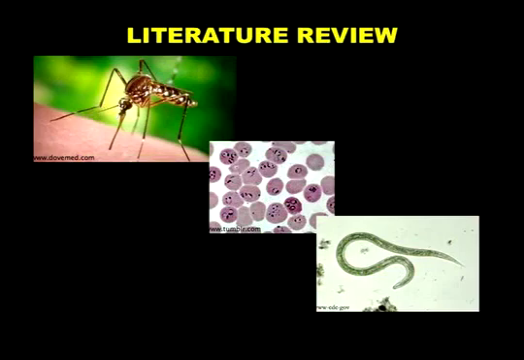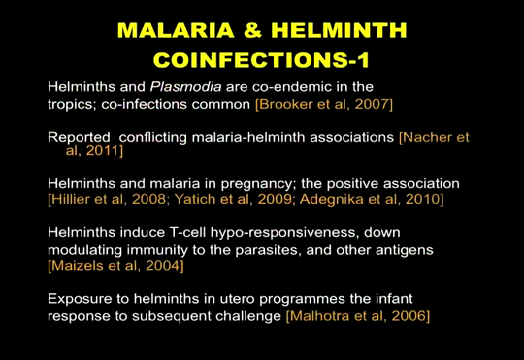To come up with the hypothesis, I explored the existing scientific literature on malaria and helminth associations. 5 key areas were looked at. The first one was looking at helminths and Plasmodium geographical distribution in our area. Studies have shown that helminths and malaria are really co-endemic in our areas, in the tropics, and co-infections are more often common than rare in our populations.